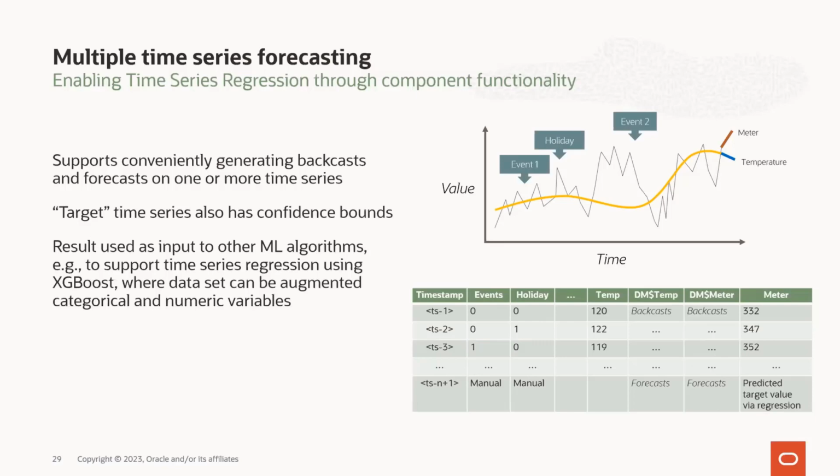The algorithm performs backcasts and forecasts for each time series in this example. Here we have temperature. You can then feed the result into a regression algorithm like XGBoost to predict the target time series. Here, the meter reading.